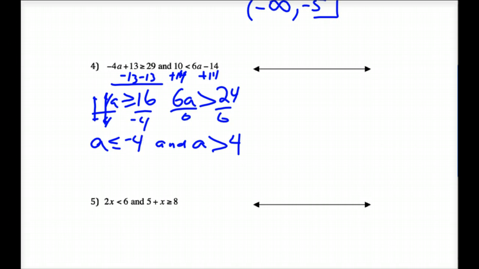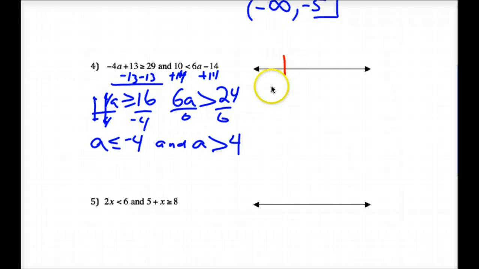Somebody give me an answer that works here, a that's less than or equal to -4 and at the same time greater than 4. Okay, this is a no solution, because there's nothing that's less than. Watch when you graph it.